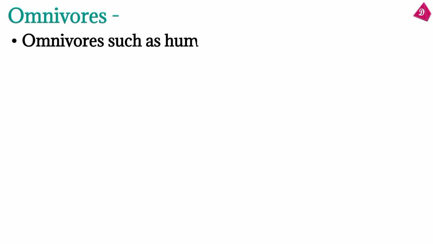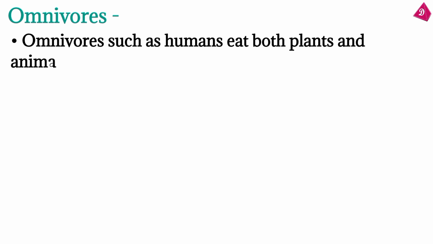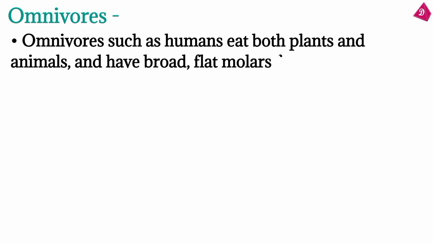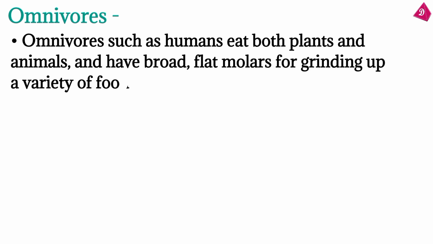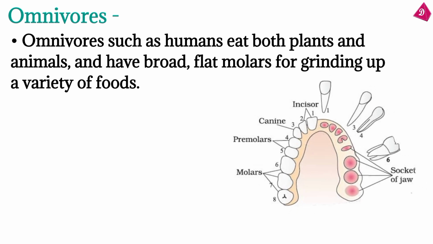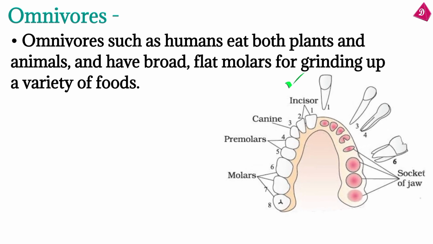Omnivores such as humans eat both plants and animals, and have broad, flat molars for grinding up a variety of foods. Children, we humans are omnivores. Have you ever observed your teeth? They are of four types: incisors, canines, premolars, molars.